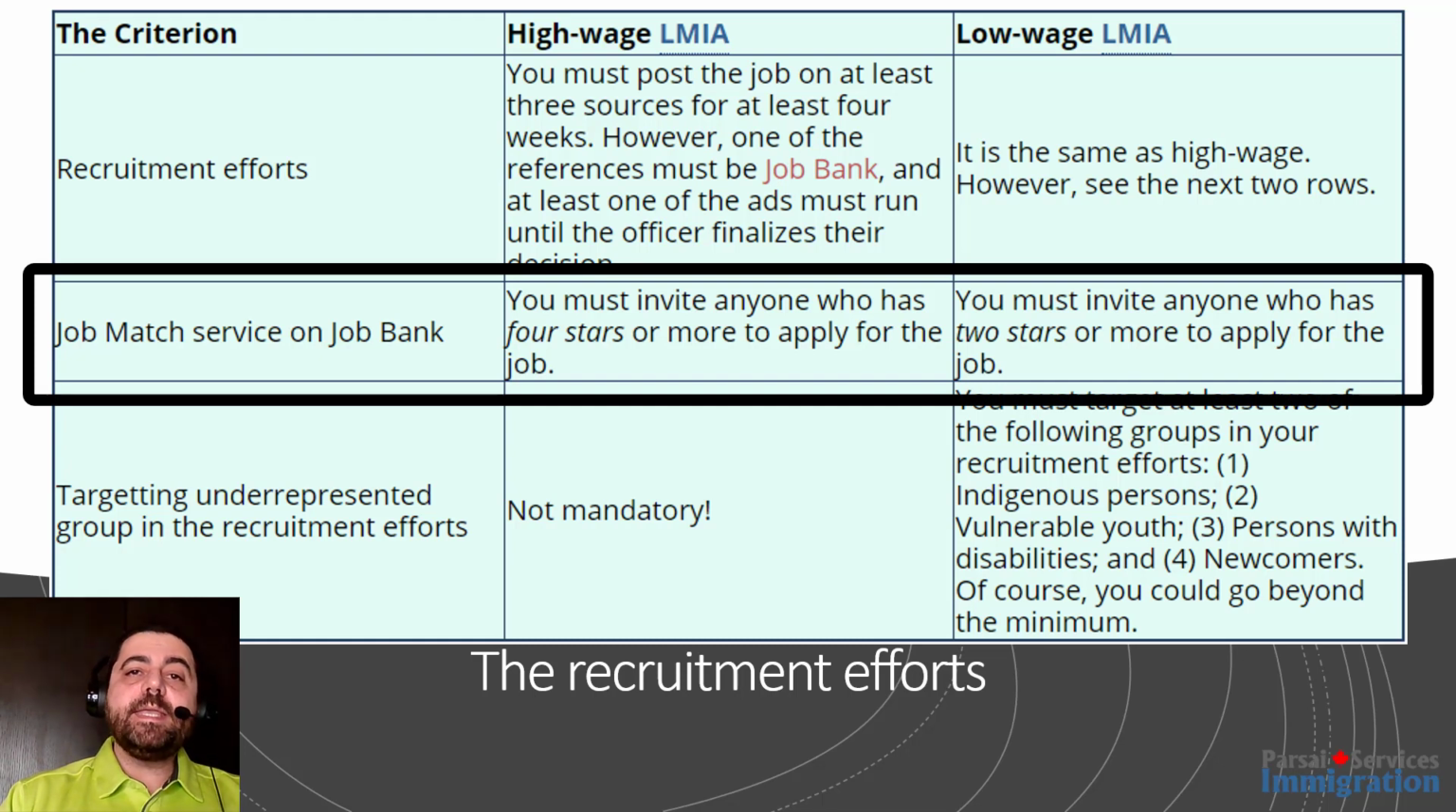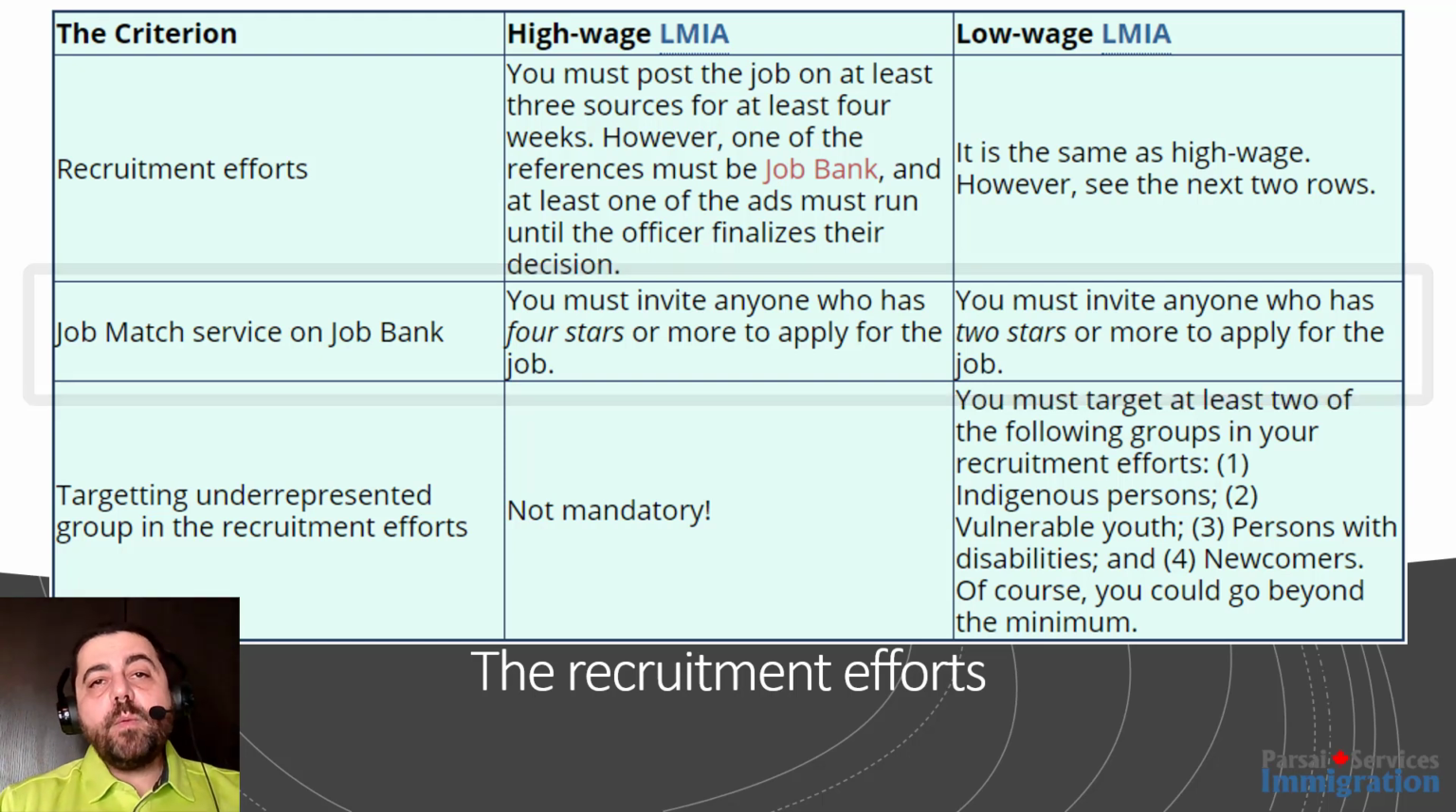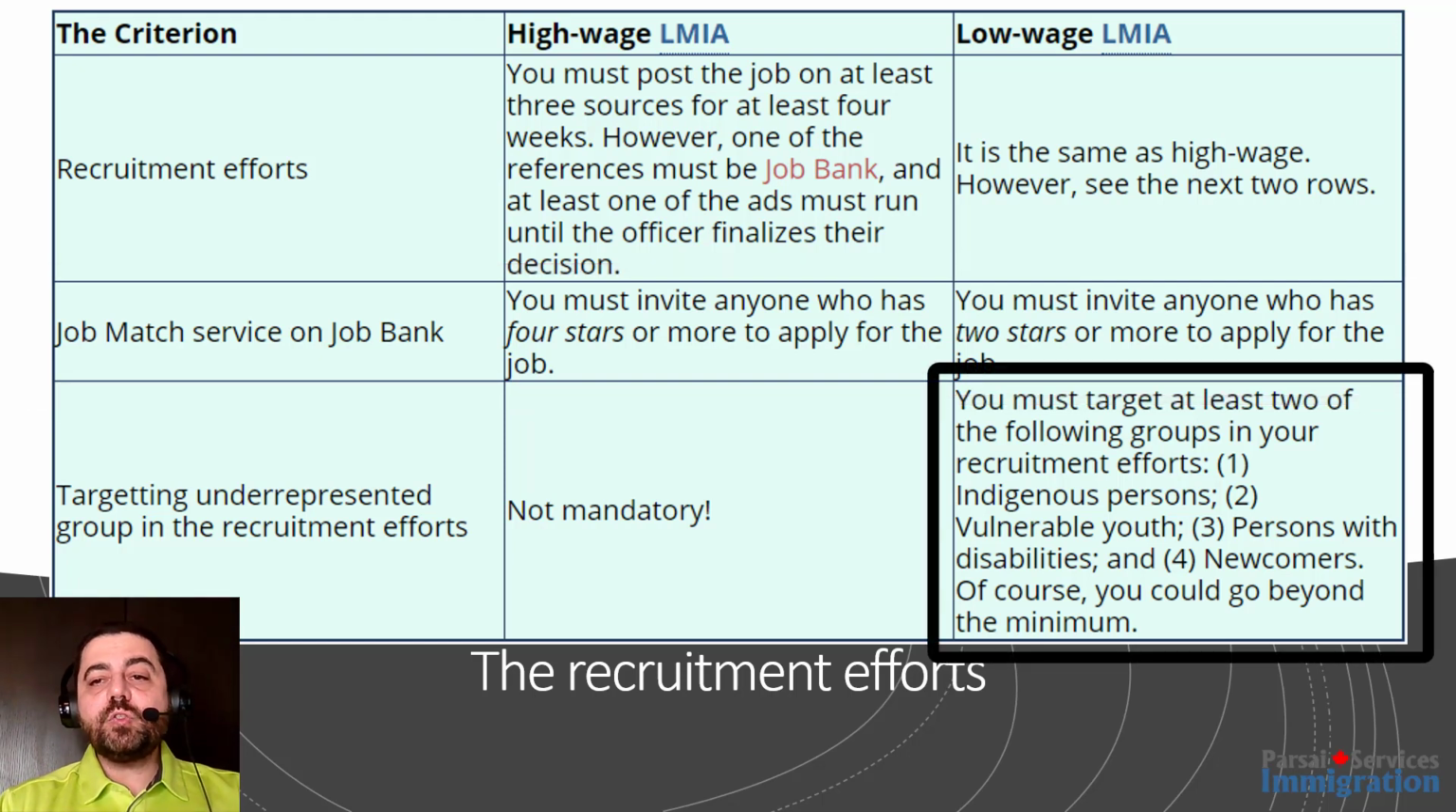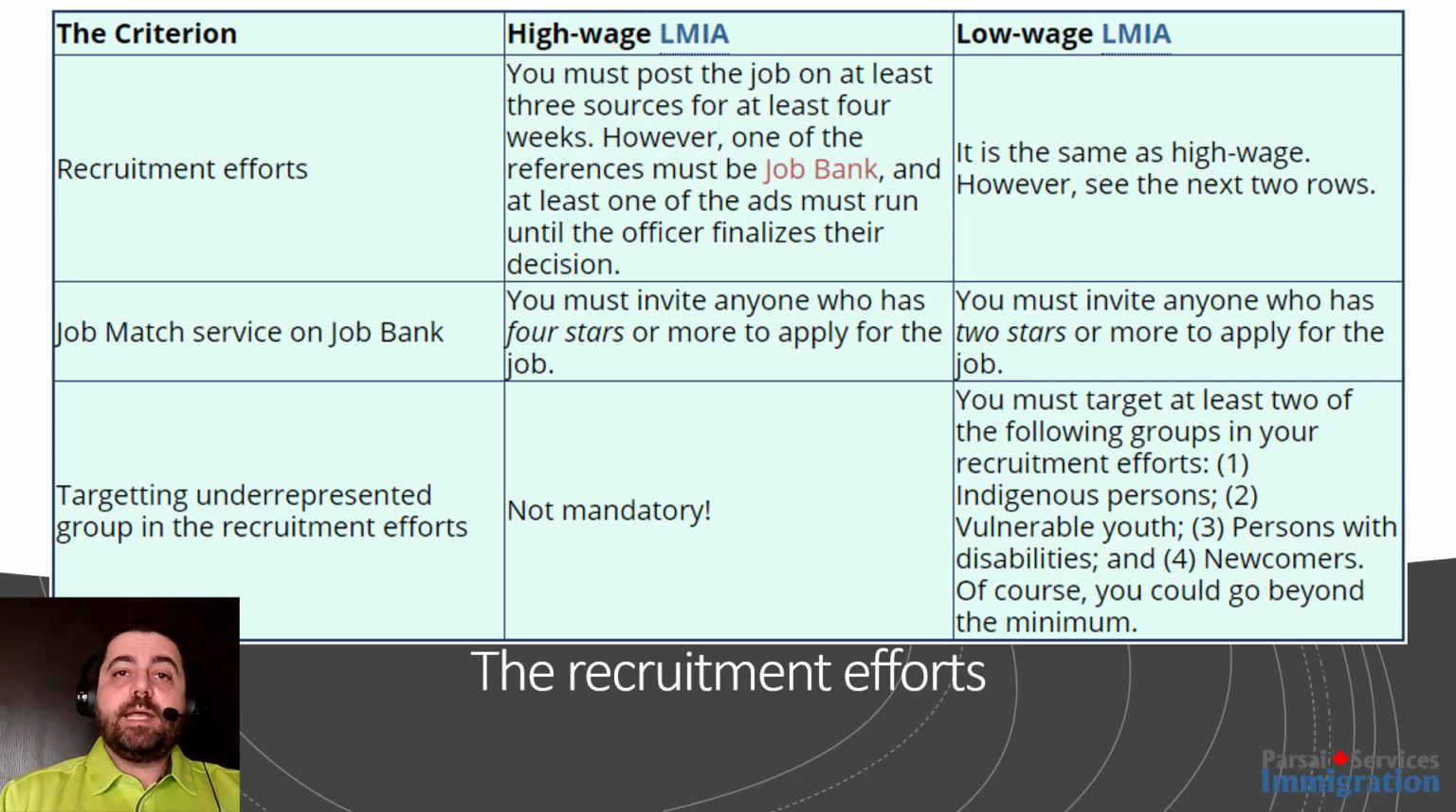With high wage LMIA, you only need to invite those people that they have at least 4 stars. But with low wage, you need to invite everybody who has at least 2 stars or more. The other issue is that with a low wage program, you must target at least 2 of the following groups in your recruitment efforts. These groups are considered underrepresented groups. 1, Indigenous persons, 2, vulnerable youth, 3, persons with disabilities, and 4, newcomers. Obviously, if you target more than 2, that's absolutely fine, but the minimum is 2. For high wage LMIA, we don't have this limitation.